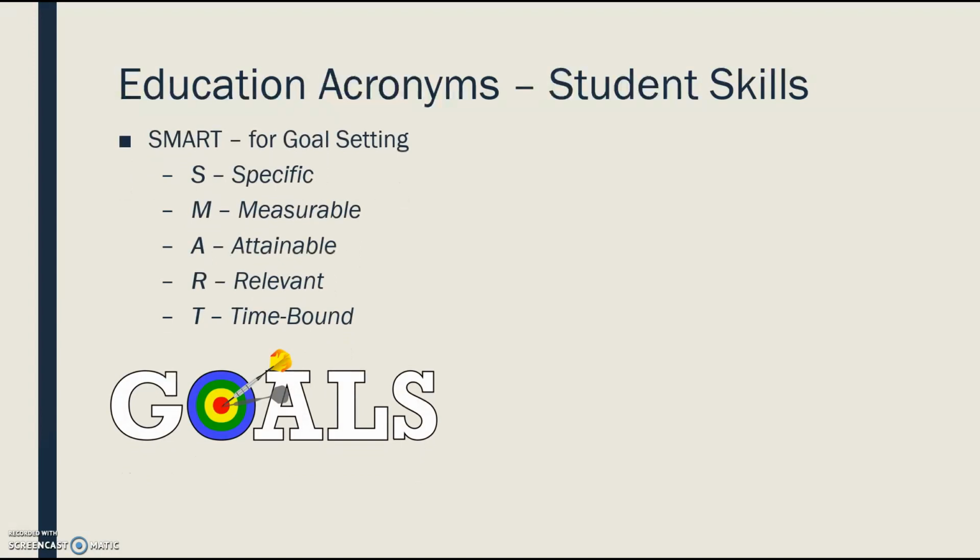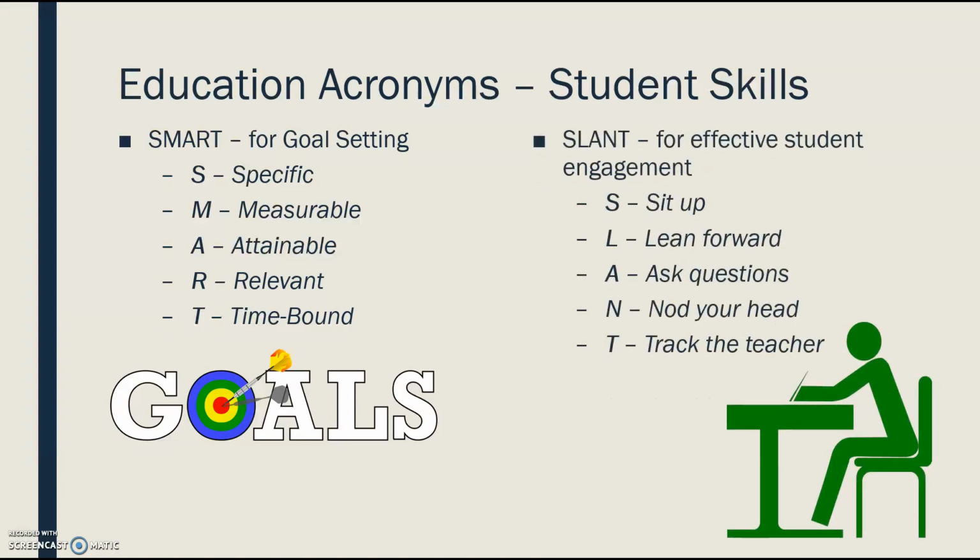So now let's take a look at acronyms for student skills. So we can use this for other than just content. We can teach students skills that they need to be successful in the classroom. One example is SMART for goal setting. We've heard of SMART goals. That means specific, measurable, attainable, relevant, and time-bound. Using these 5 items helps students remember how to make goals that can make them effective in the classroom. Another example is SLANT, which is teaching students how to be effectively engaged during instruction. So SLANT stands for sit up, lean forward, ask questions, nod your head, and track the teacher. So both of these acronyms can be used to teach skills instead of content.